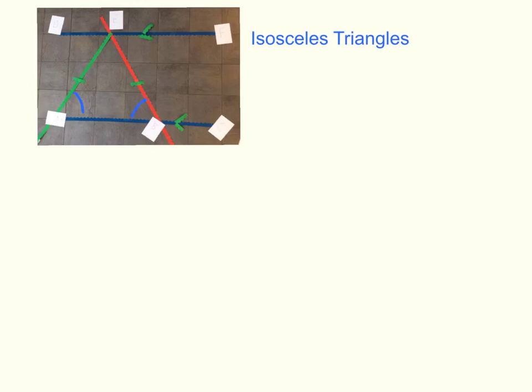It's important to remember that the two angles that are equal are not where the two equal lines meet. This angle here is different.